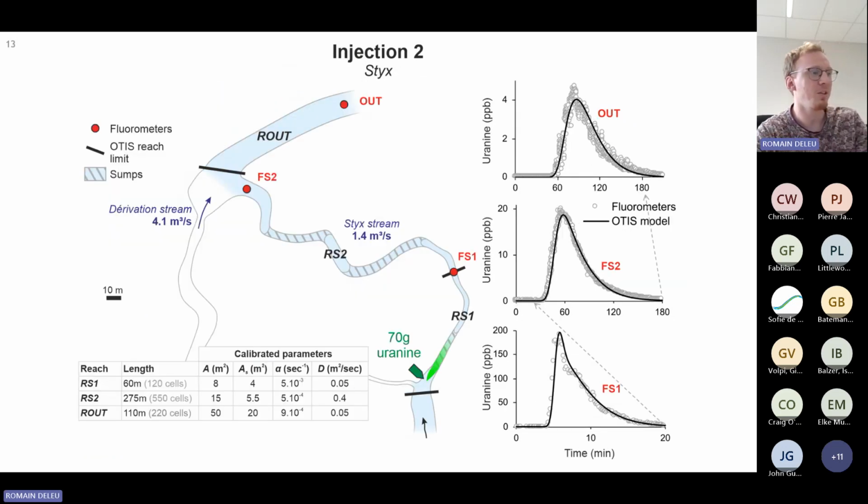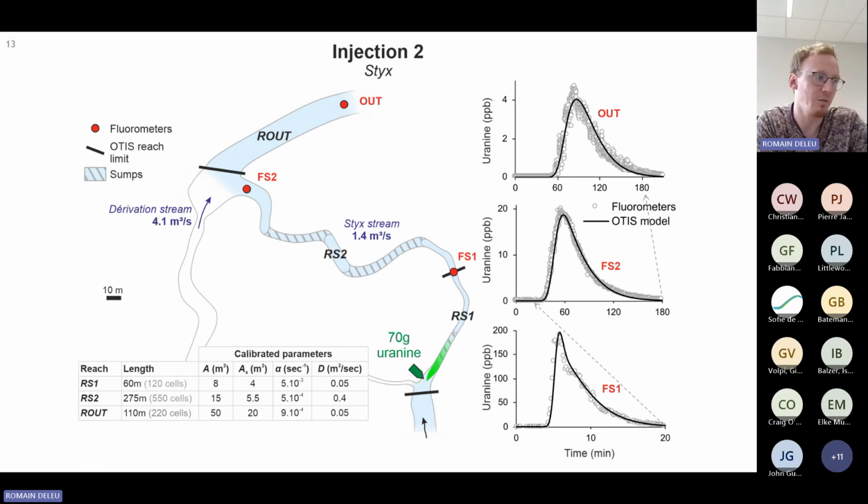Then for injection 2, we did the same on the right side this time, the stick stream. So we have 3 curves again, FS1, FS2, and the out fluorometer. All of them give a nice signal with a different time scale again. We calibrate this and we get these new parameters here, and we get the simulated curve here, which matches correctly the measured breakthrough curve. So this is the first 2 injections.